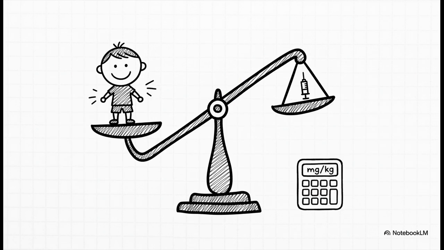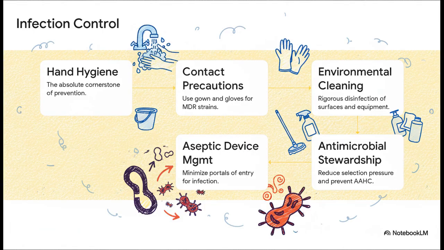And what about for kids? Well, the principles are exactly the same, but the execution has to be incredibly precise. Dosing is everything. It's calculated strictly on a milligram per kilogram basis. For AAHC, management is simple and the same as adults. You stop the offending antibiotic. For other infections, like a febrile UTI, agents like ceftriaxone are common, but the dose is always tailored specifically to that child's weight. But at the end of the day, prevention is really our most powerful weapon, isn't it?